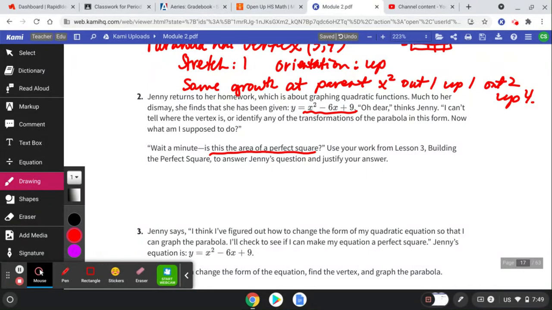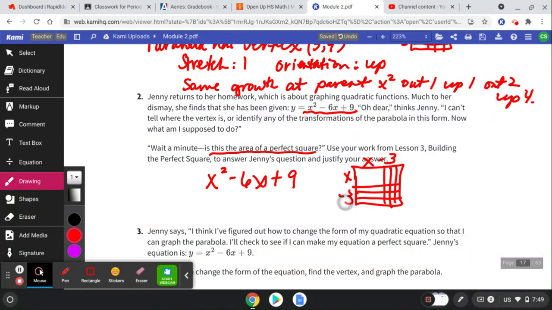So, could we rewrite this as a perfect square? And we notice that this one could be built as the (x minus 3). Perfect.